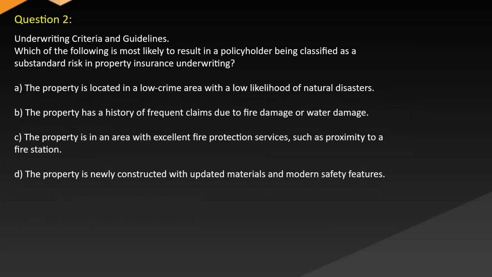Question 2. Underwriting criteria and guidelines. Which of the following is most likely to result in a policyholder being classified as a substandard risk in property insurance underwriting? A. The property is located in a low crime area with a low likelihood of natural disasters. B. The property has a history of frequent claims due to fire damage or water damage.